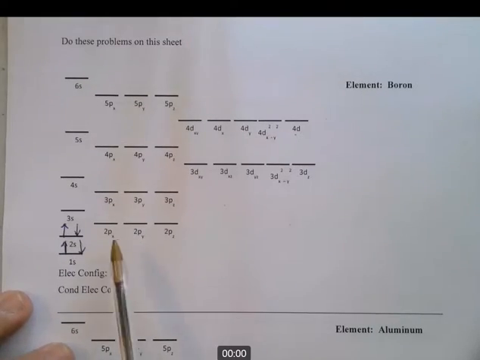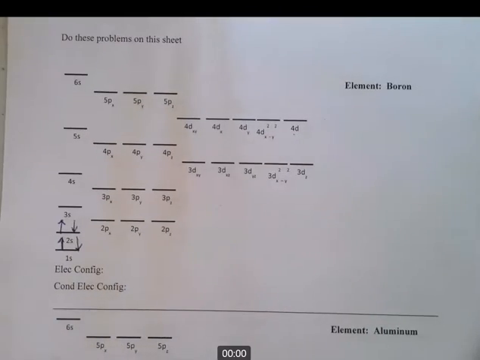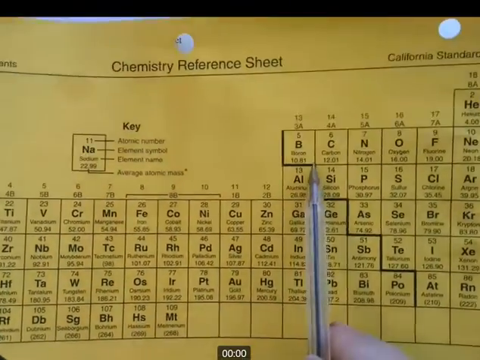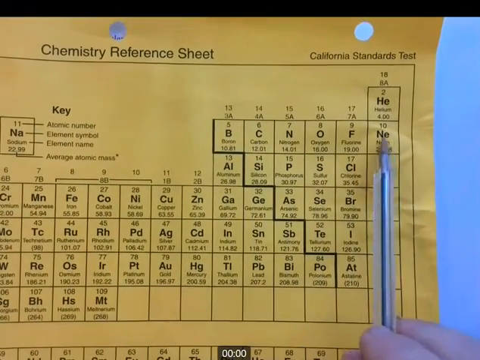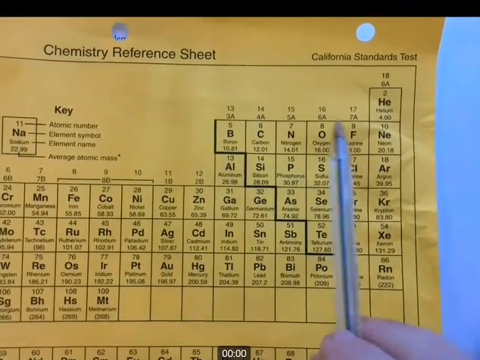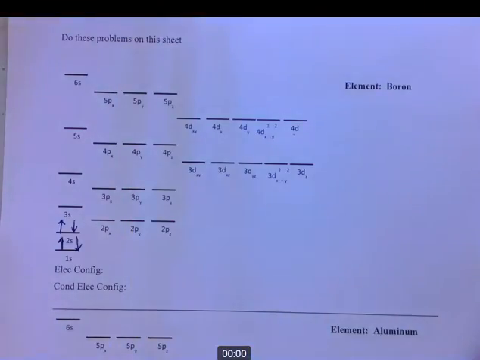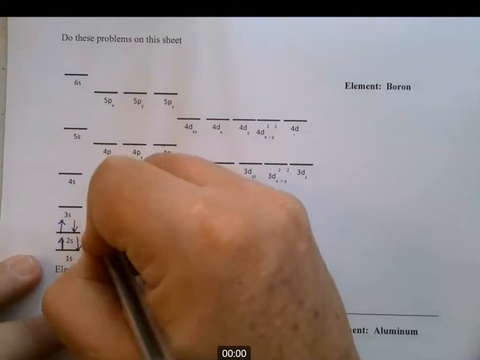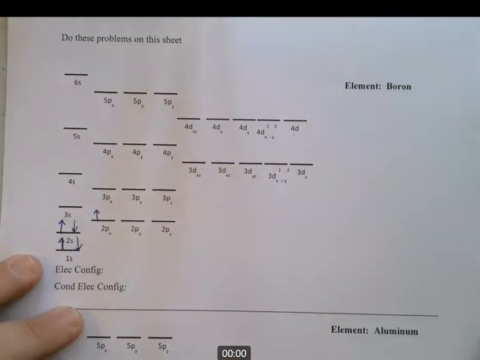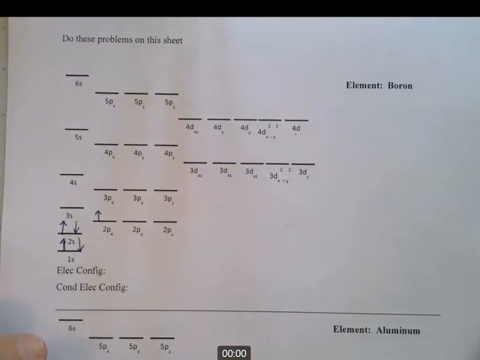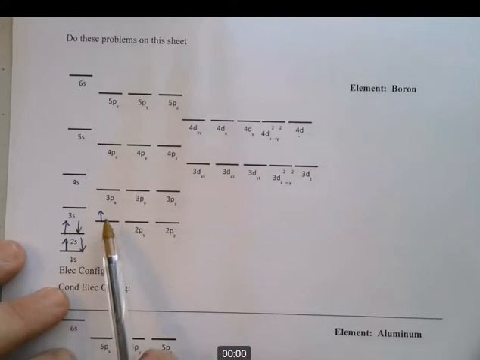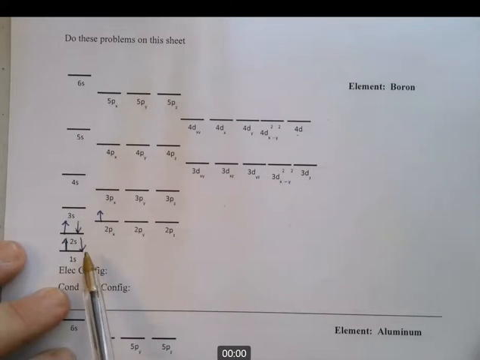Next, we're going to go to the 2p, and boron, if you can see, is the first element in this section over here, which represents the p orbital. So it's going to have a single electron there, and that's all. Boron has an atomic number of 5, so it has 5 electrons, and that's how they are placed. So 1, 2, 3, 4, 5.